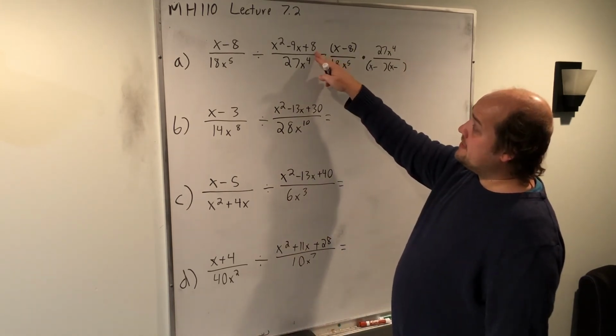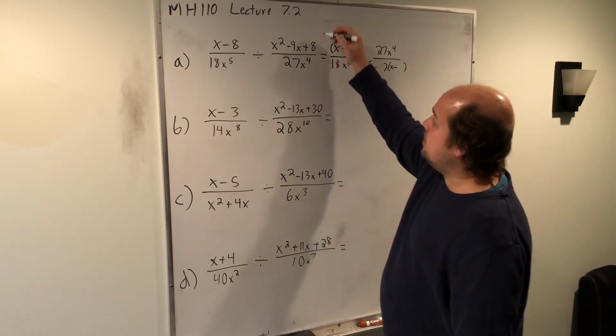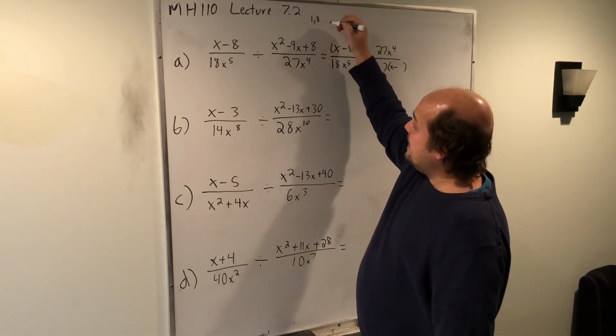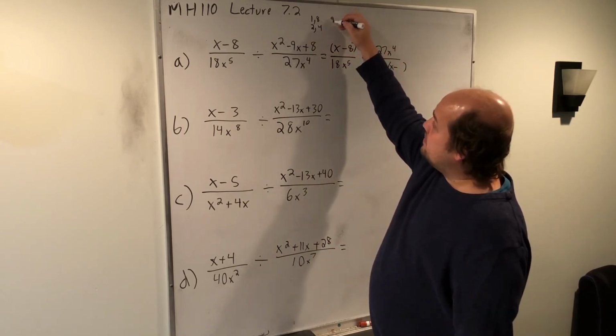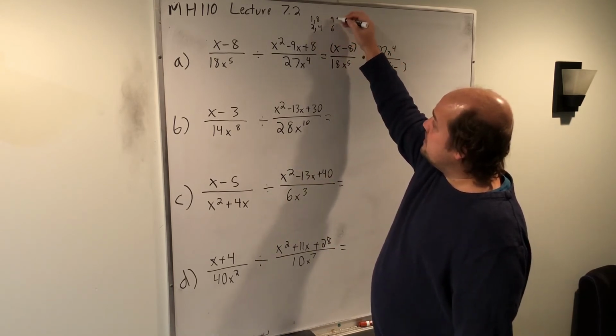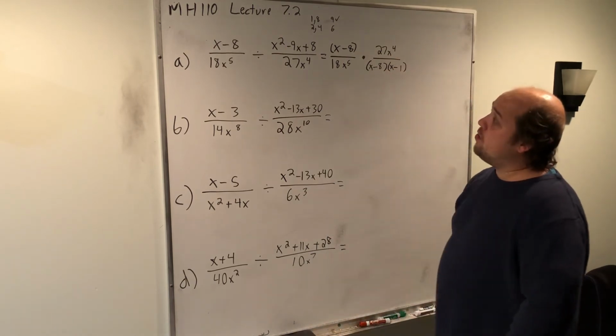What multiplies to 8 and adds to 9? Well, the ways to multiply to 8 are 1 times 8 and 2 times 4. 1 plus 8 gives me 9, 2 plus 4 gives me 6. This is the one I'm looking for, so I put the larger one there, the smaller one there.